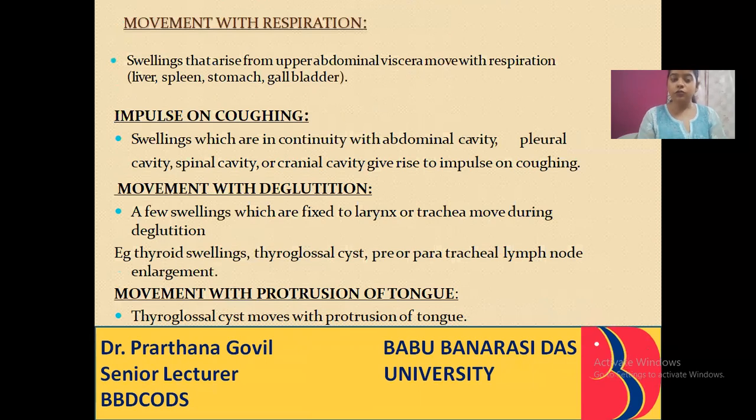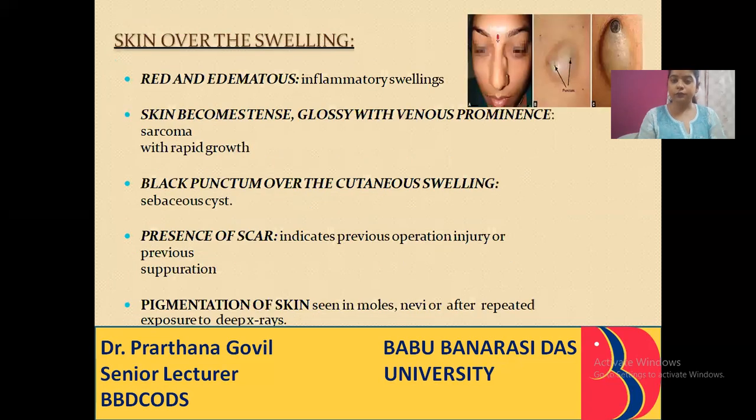What is the movement of the swelling with respiration? Note that swellings that arise in the upper abdominal viscera move with respiration. Impulse on coughing: swellings which are in continuity with the abdominal cavity, pleural cavity, spinal cavity, or cranial cavity give rise to an impulse on coughing. Movement with deglutition: a few swellings which are fixed to the larynx or trachea move during deglutition. Movement with protrusion of the tongue: a thyroglossal cyst moves with the protrusion of the tongue.